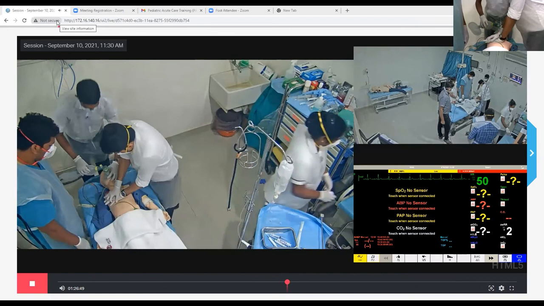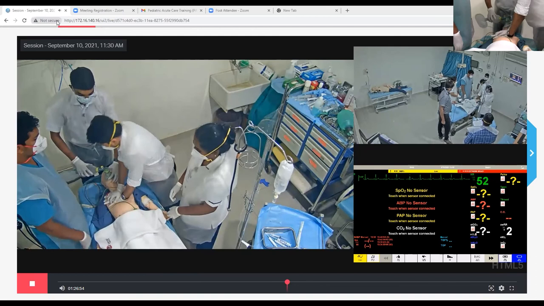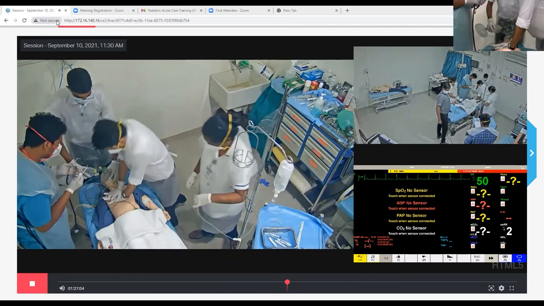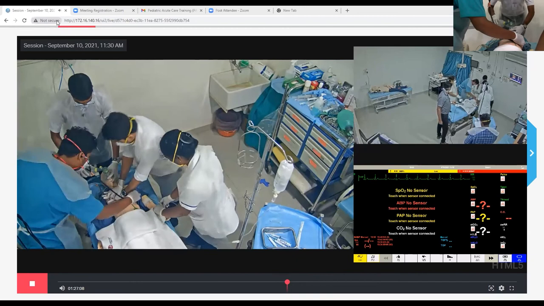Can you ask somebody in between, can we auscultate for any pneumothorax? GRBS is 30. Want to give something? Oh, GRBS is 31. Can we give 5 ml per kg of 10% dextrose as a start? IV bolus? Injection 10% dextrose, 500 ml connected.